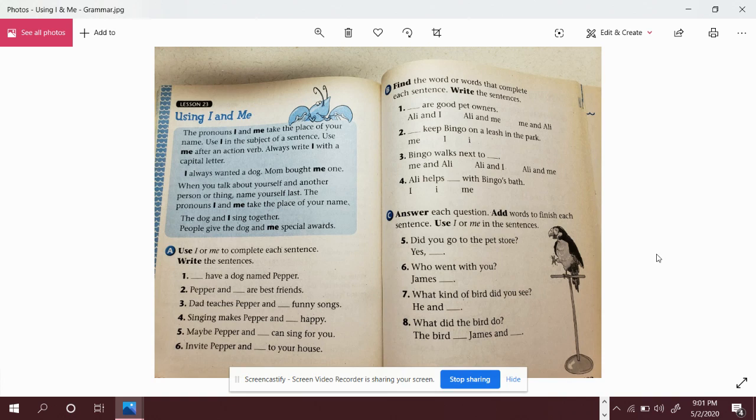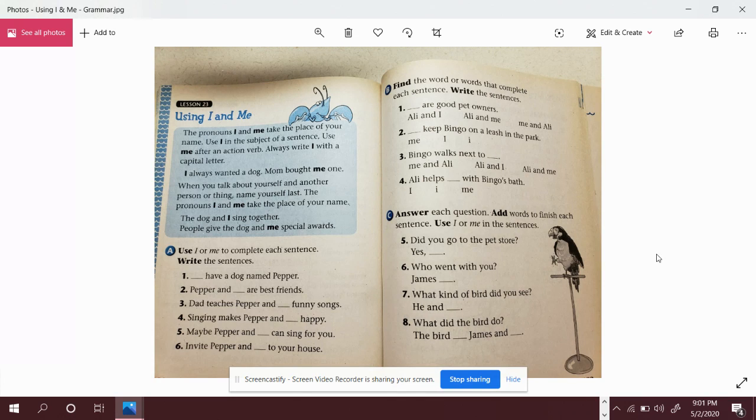Maybe Pepper and blank can sing for you. That would be Pepper and I, because it is in the subject of a sentence. Invite Pepper and blank to your house. That would be me, because it is after the action verb invite. In that sentence, the subject is not seen, but it is you. It's telling you to invite Pepper and me to your house.